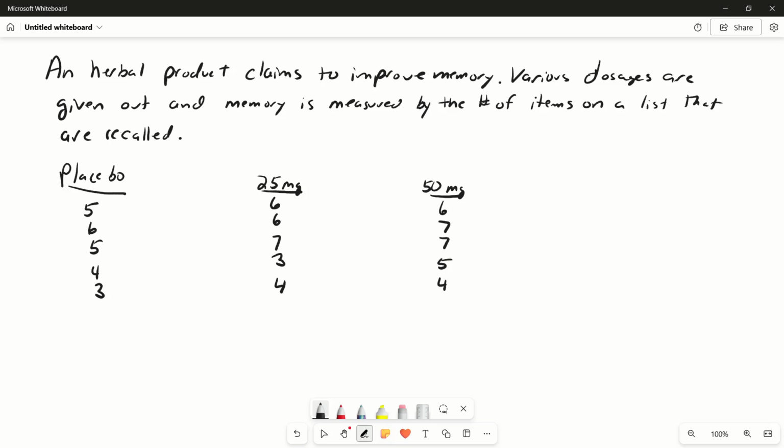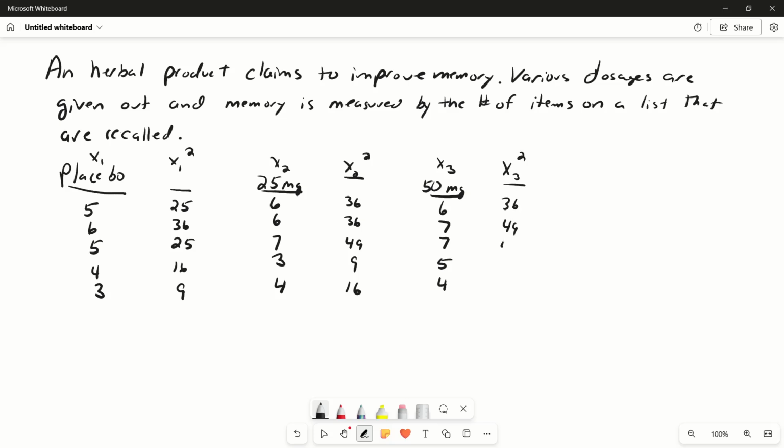So the first thing we have to do is we need to square everything, right? So this is x1, this is x2, this is x3, and then we need an x1 squared, right? So we're going to square all of this. And then we're going to square the x2 values, and then we're going to square the x3 values. So we're just squaring everything first.